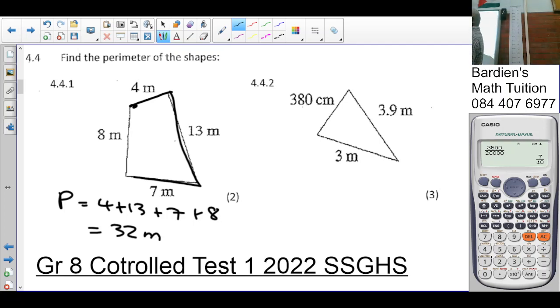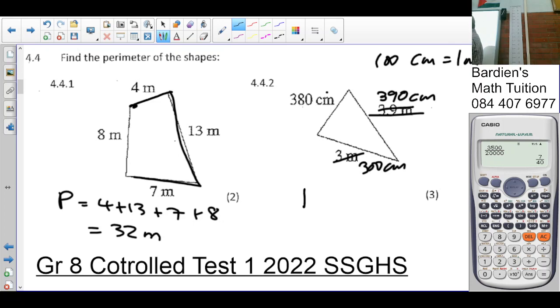Even 4.2, what do you notice here? They're different. So you must convert it to the same SI unit, normally converting to the smallest, which is centimeters. So how many centimeters in a meter? 100. So this is the same as 390 centimeters. And this one here, 300 centimeters. So your perimeter is simply going to be 380 centimeters plus 390 plus 300.